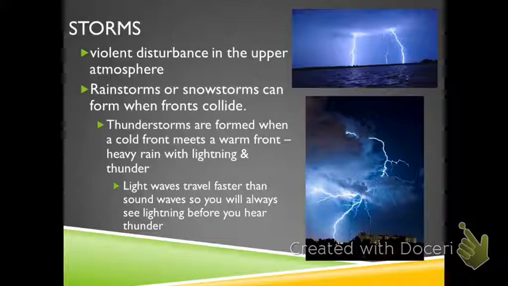When electrical charges build up in the storm clouds, a sudden spark of electricity between two clouds or a cloud and the ground occurs. This is called lightning. The electrical spark heats the air and it expands, which results in thunder. Light waves move faster than sound waves, so you will see lightning before you hear thunder.